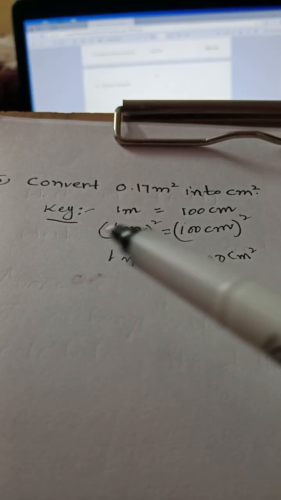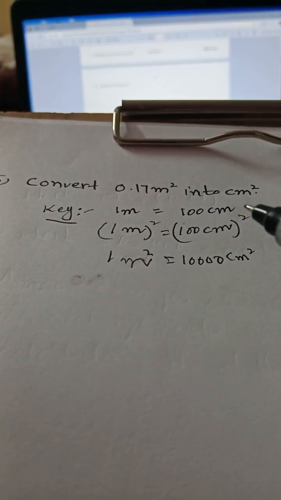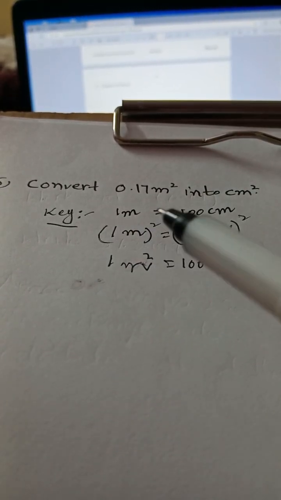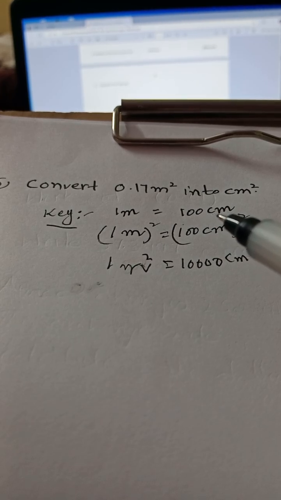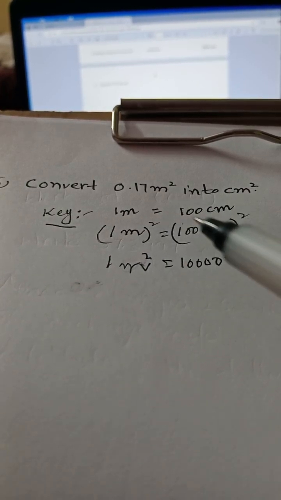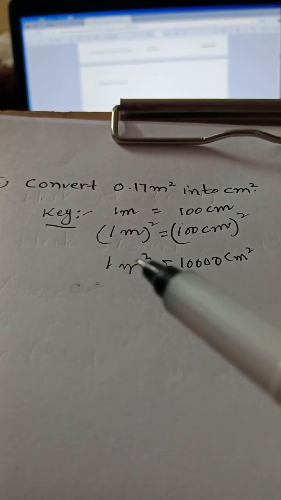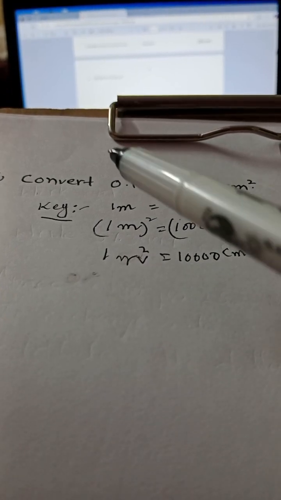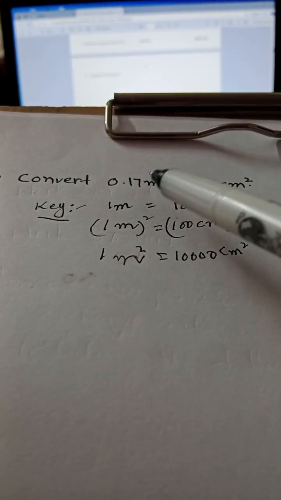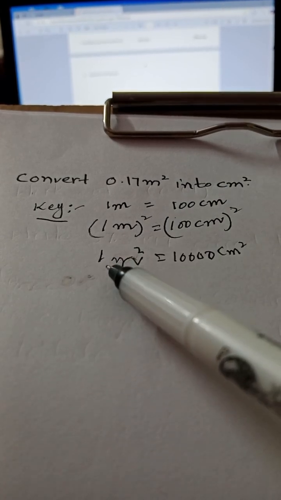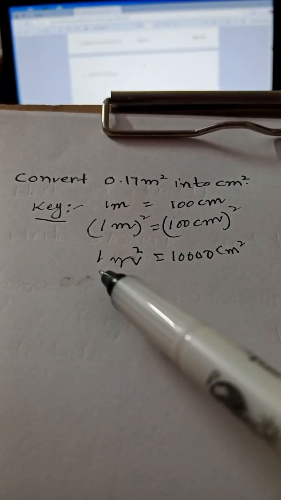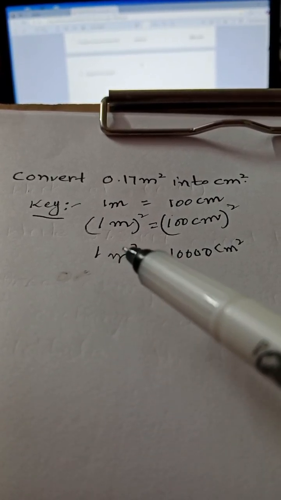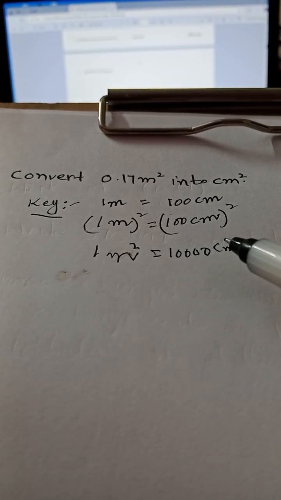The next question is convert 0.17 meter square into centimeter square. 1 meter is equal to 100 centimeters. If we take the square of both sides, then it will become 1 meter square is equal to 10,000 centimeter square. If we want to convert 0.17 meter square into centimeter square, we will multiply both sides by 0.17 to get the value of meter square into centimeter square.